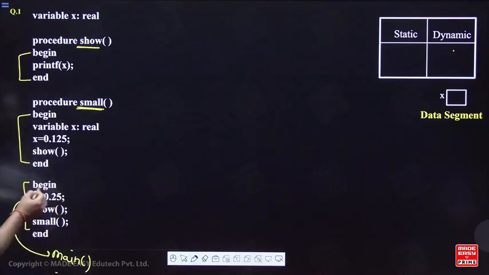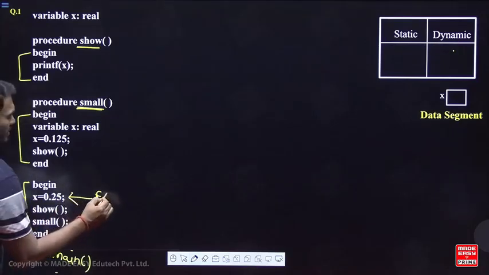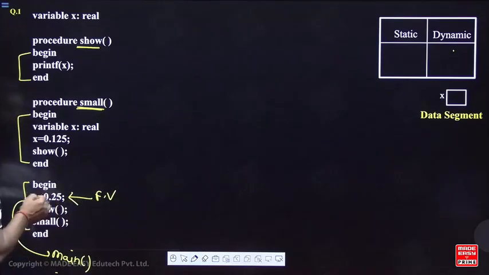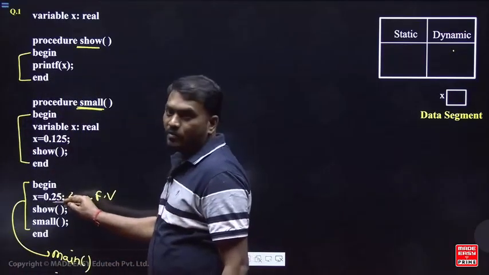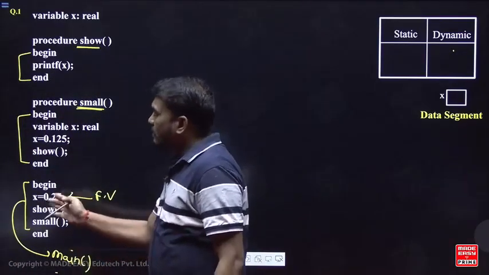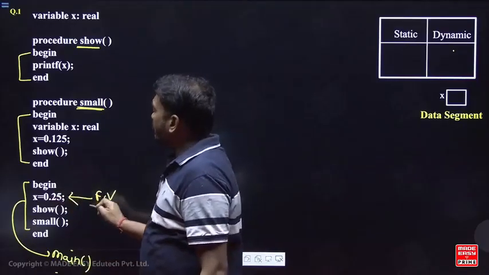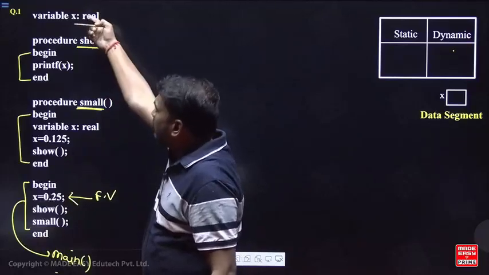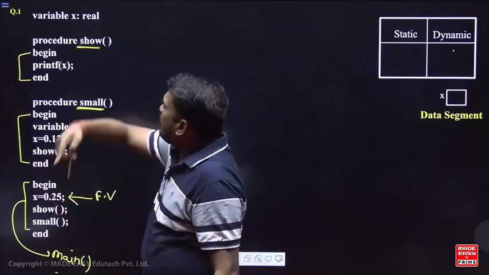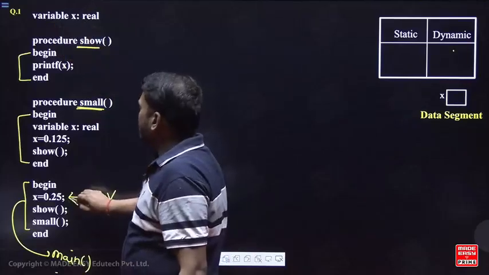Remember, a small hint: in the main function, this is an assignment. So this is a free variable. So for the free variable, whether it is static scoping or dynamic scoping, which variable do you need to modify? Because the main function does not have any previous calling function. So when you say x equal to 0.25, a free variable, where is it going to update? It will update the global variable. Whether it is static scoping or dynamic scoping, it will update the global only. Understand that point.